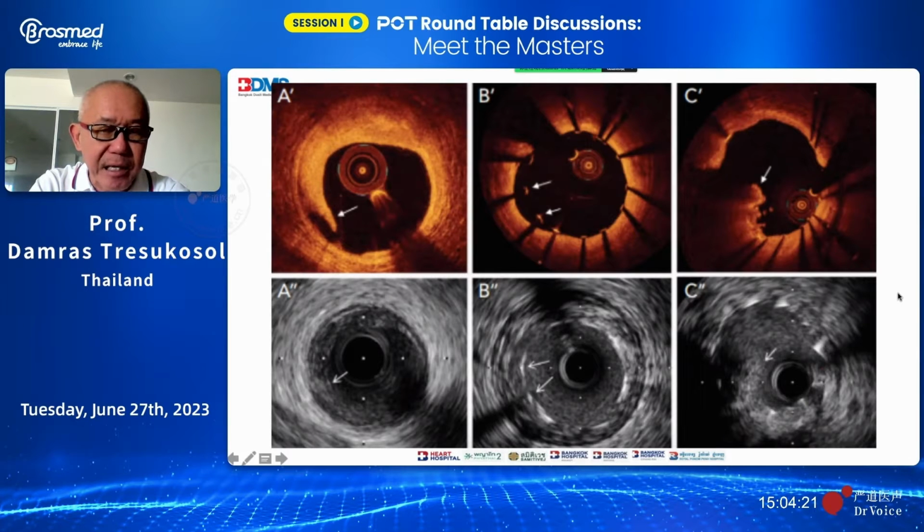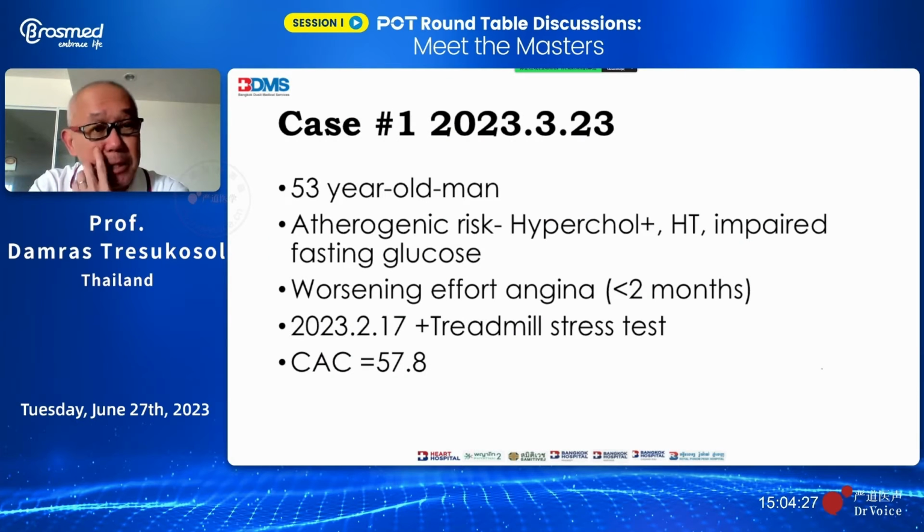And one of the new challenging devices is the POT balloon. So in my presentation, I have 2 cases to share with you. First case is a 53-year-old man with atherogenic risk factors: hypercholesterolemia, hypertension, impaired fasting glucose, and worsening effort angina for less than 2 months. He had a positive treadmill test and a calcium score of only 56.